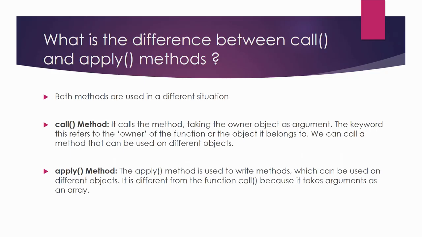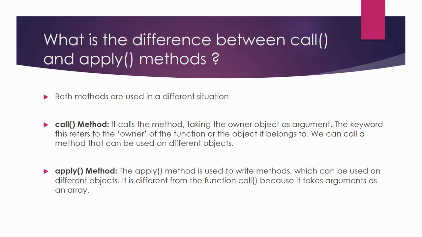Then what is the difference between call and apply methods? Basically both methods are used in different situations. First of all, we see the call method. The call method calls a method taking the owner object as an argument. The keyword this refers to the owner of the function, or the object it belongs to, and we can call a method that can be used on different objects.